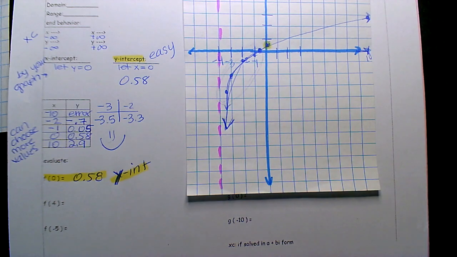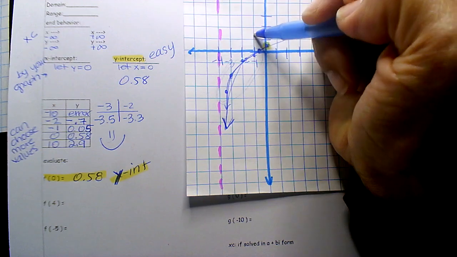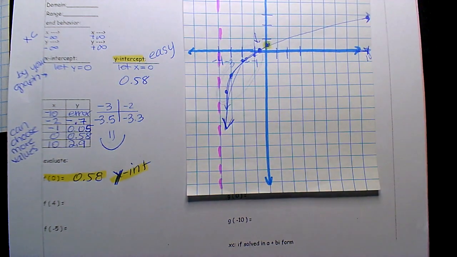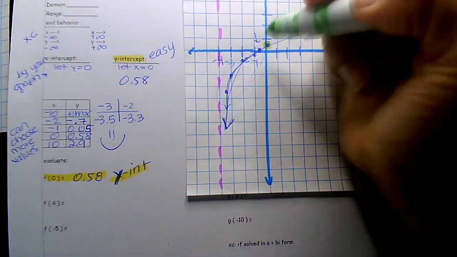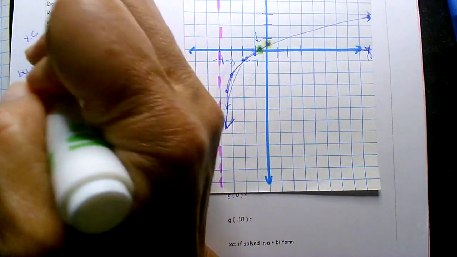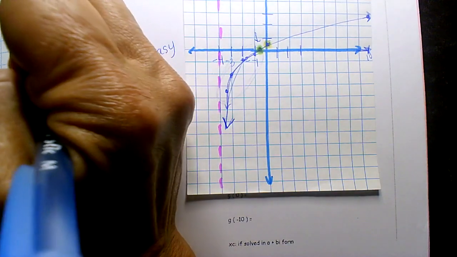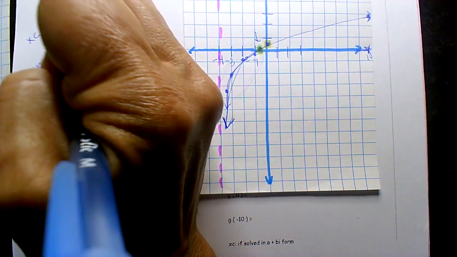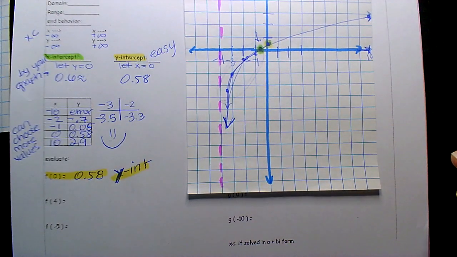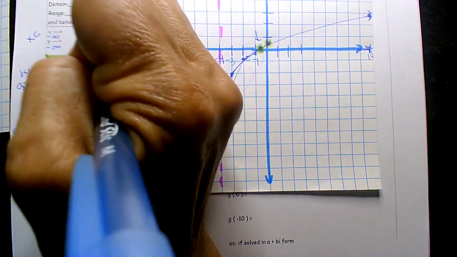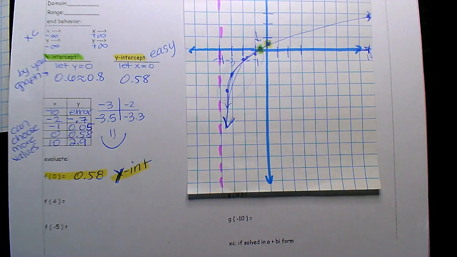Look at your graph. Where is your point here? And it's going to vary a bit. So where is your y-intercept? Your x-intercept, I mean. Mine looks like 0.6 or maybe 0.8. I'll go between there. 0.6, 0.8. What do you guys have? What do you have? Yours not the same.